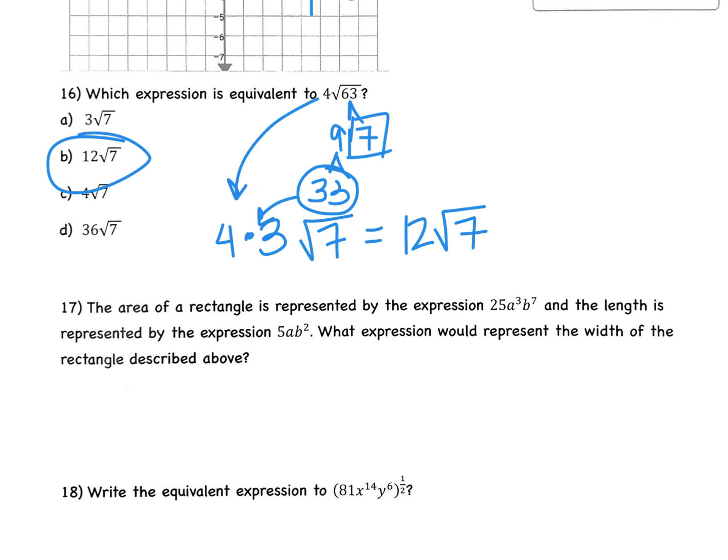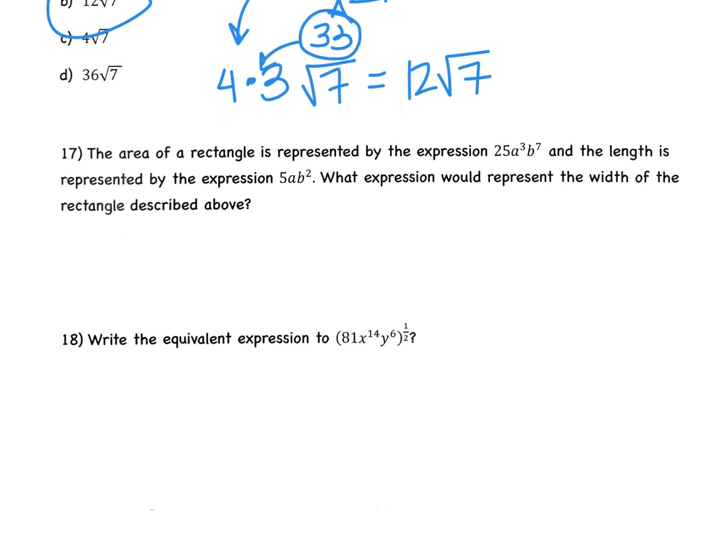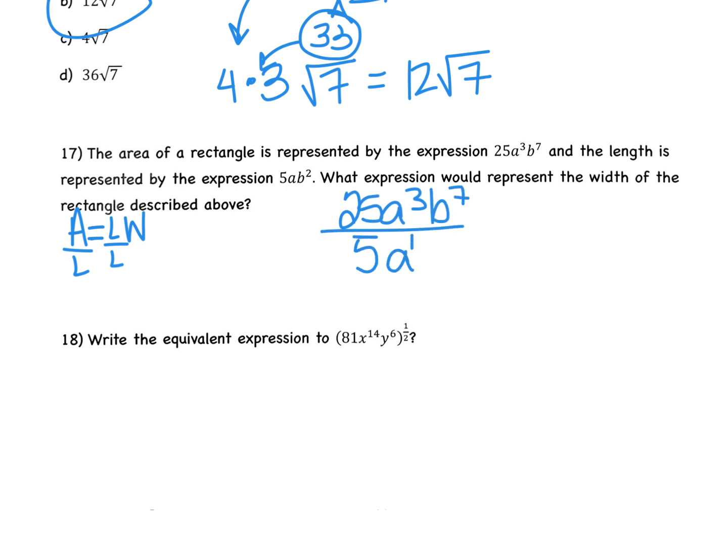Area of a rectangle represented by the expression, and then we have the length, and we want to find the width. So remember, area of a rectangle is length times width. If I want to find the width, I'm going to have to divide. So if I do 25 a to the third b to the 7, all over 5a, I'm going to add my 1 on that because I'm missing an exponent.